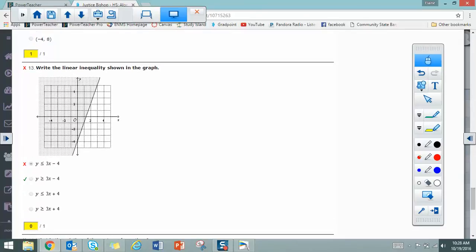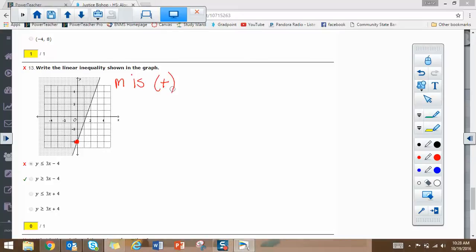13, we have another inequality. So if we look at some of the same things we did before, I like to look at the y-intercept. The slope of the line is positive. So all of these have positive slope of 3.